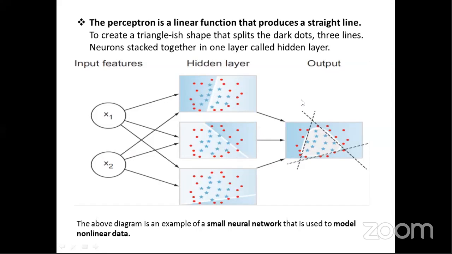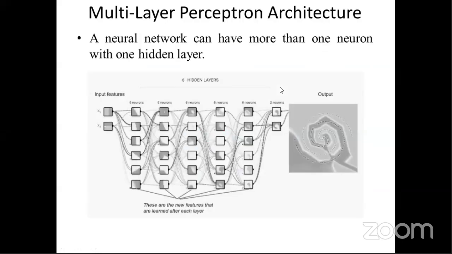Sometimes data will be more and more complex, so you need to go for non-linearity. How do you achieve non-linearity? With a multi-layer perceptron. You have two inputs. How many layers do you have? This is 1, 2, 3, 4, 5, 6 layers, and each layer has six neurons. This is one of the models. A neural network model can have more than one neuron with more than one hidden layer.